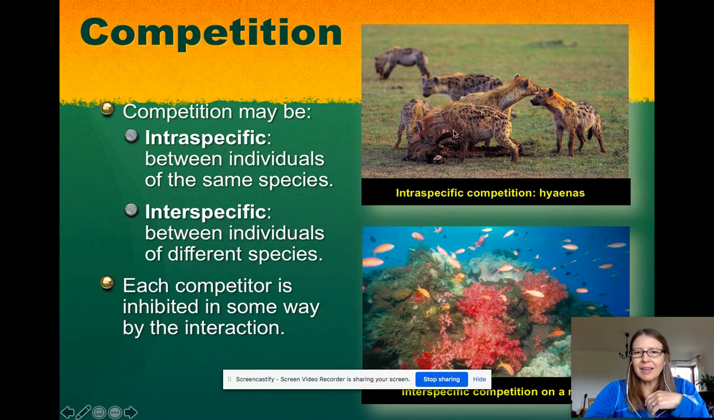Even if this hyena here is getting the food, getting that carcass, it still has to expend energy defending it, which it wouldn't have had to if there was nothing to compete against. So both the winner and the loser ends up being inhibited in some sort of way.